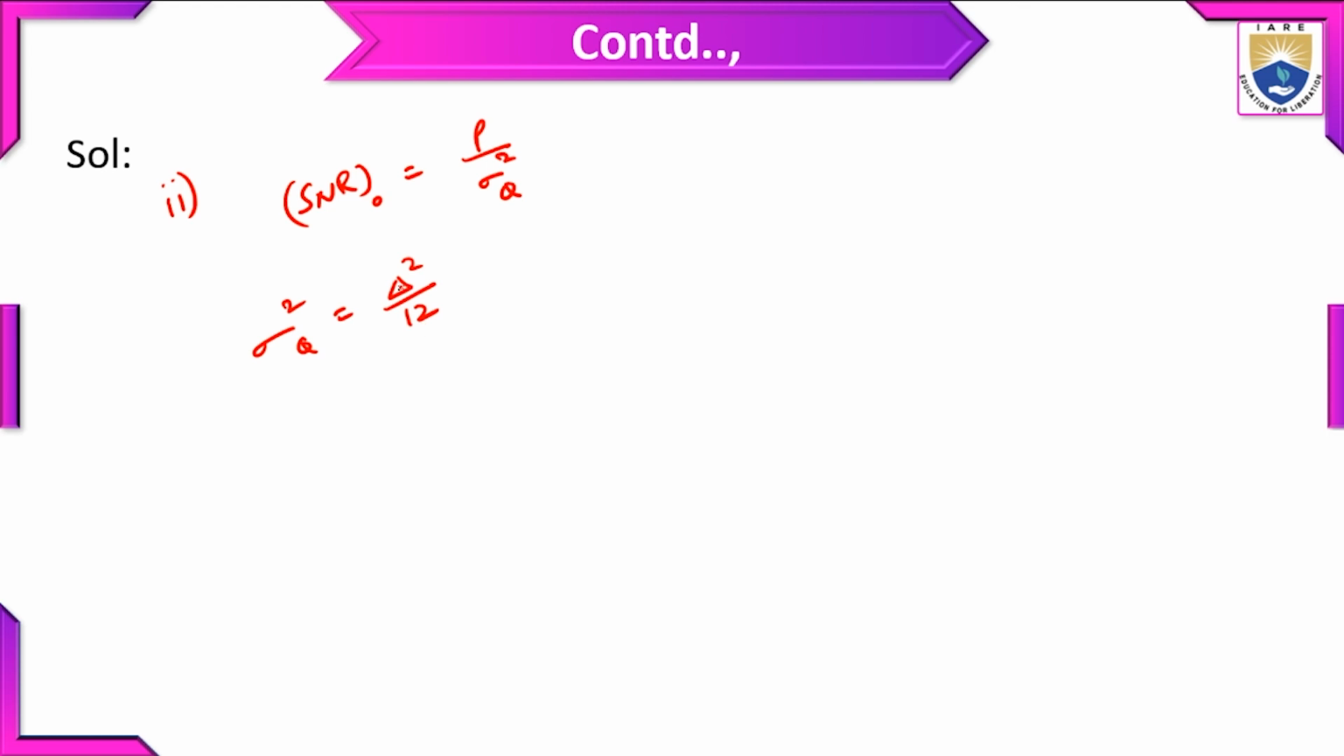So what is delta? Delta is the step size. So already you know delta is equal to 2 m max by L. Here m max means the maximum amplitude of the message signal. So we can write this as 2 Am by L. This is delta, the step size. So here we substitute: delta square is 4 Am square by 12 L.